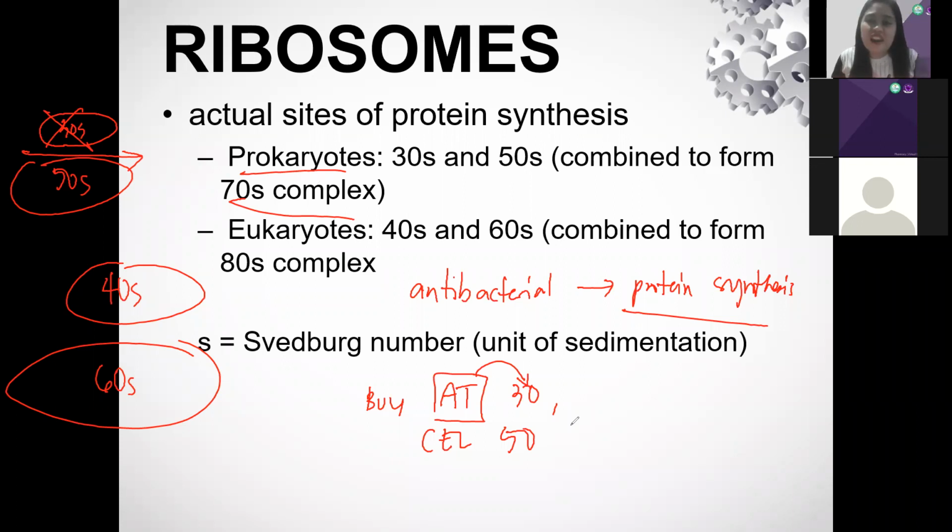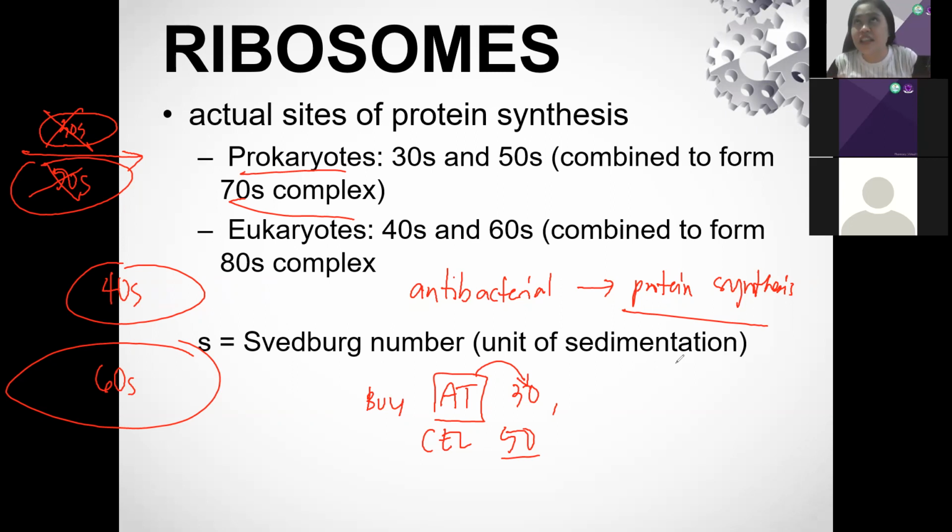So how about the CEL? CEL 50. So from the name itself, CEL 50, the target here is the 50S ribosomal subunit so that the protein synthesis will be stopped. Again, this is for the bacteria. Mga antibiotic natin. Ano yung antibiotics na CEL dyan? C is very good. That is chloramphenicol. How about the E? Very good. That is erythromycin.